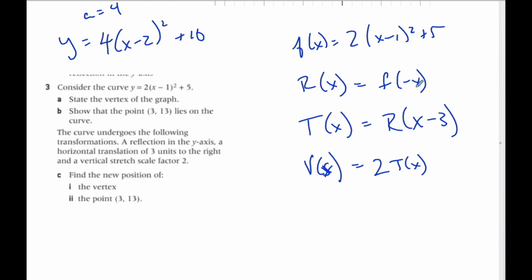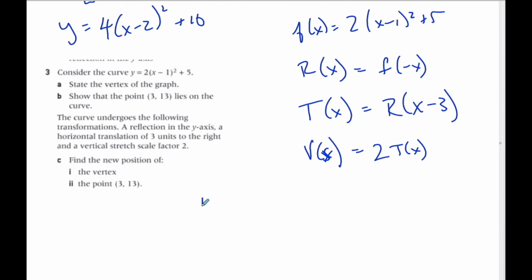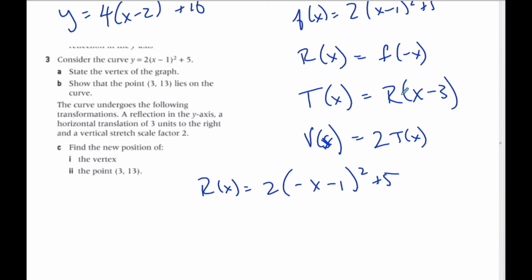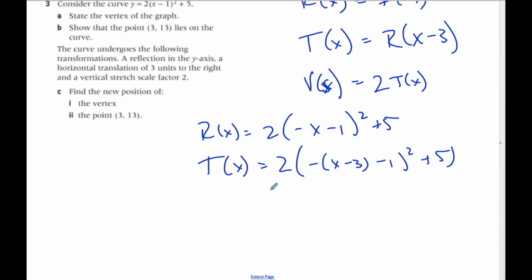And now I'm just going to go and build my function overall. So I can then say r of x is going to be 2 times, plug my negative in, negative x minus 1 squared plus 5. And then to find t of x, I take x minus 3 and plug it into r, which will be 2 times negative x minus 3 minus 1 squared plus 5, which I simplify to 2 times negative x plus 3 minus 1, and 3 minus 1 is 2, squared plus 5.